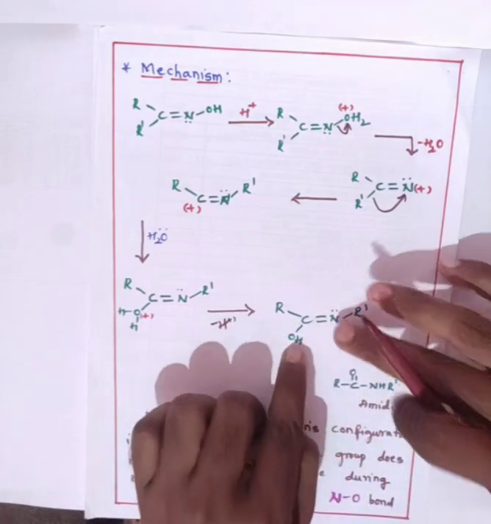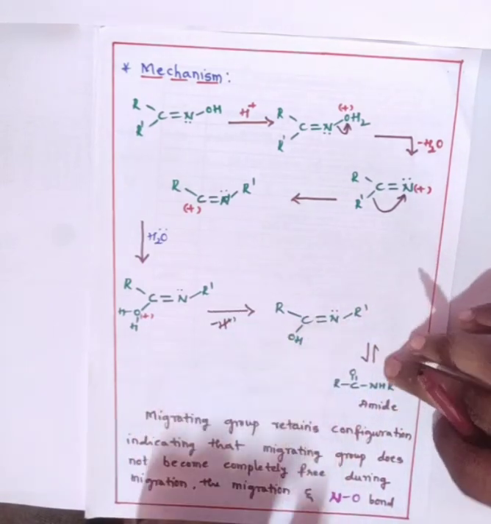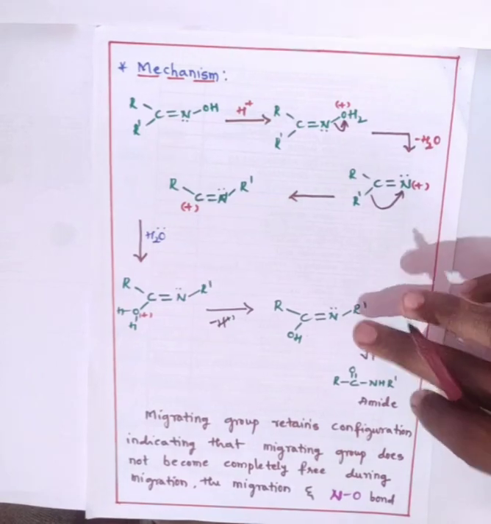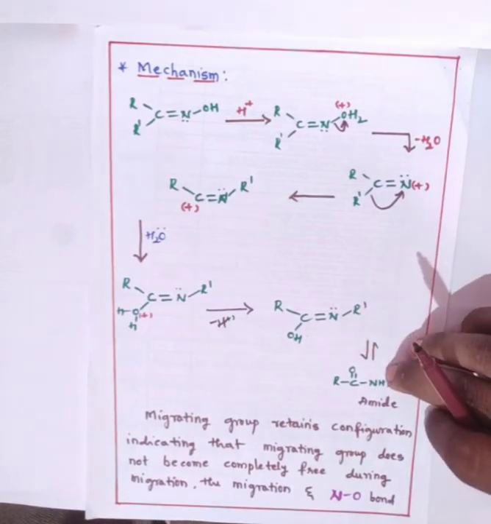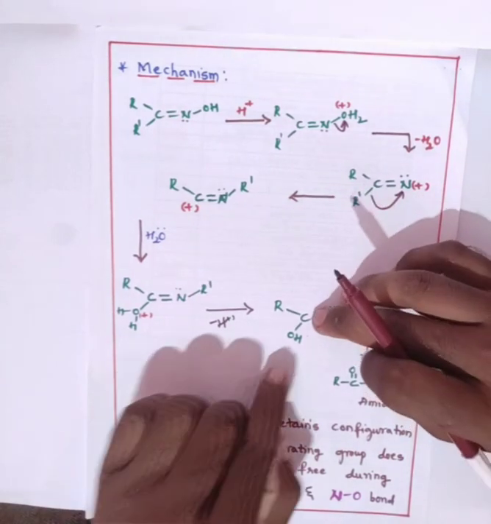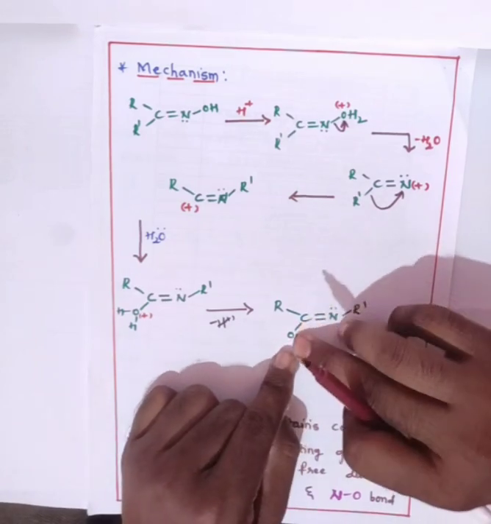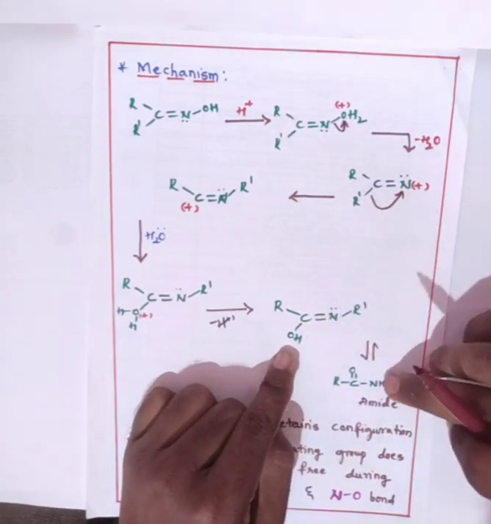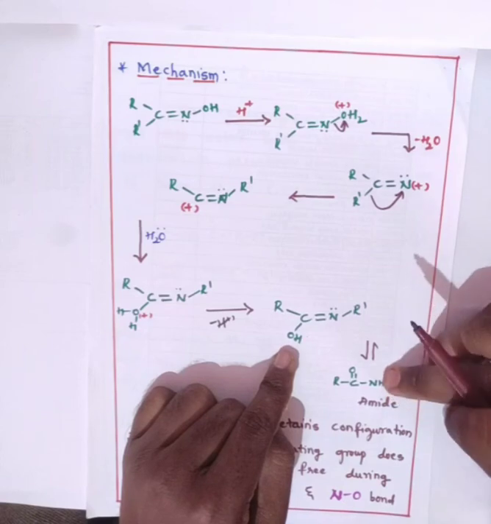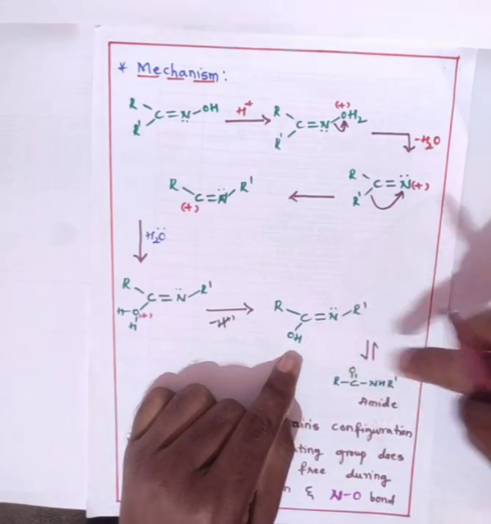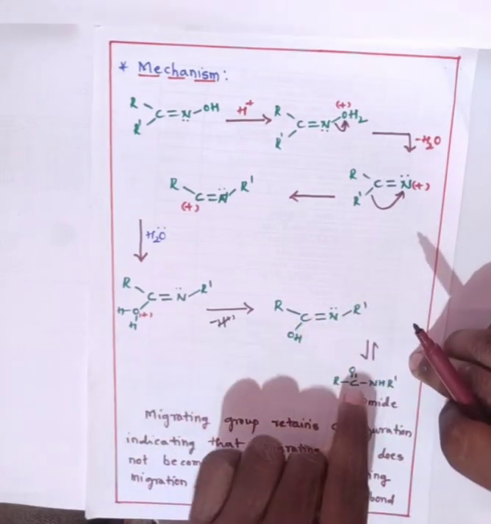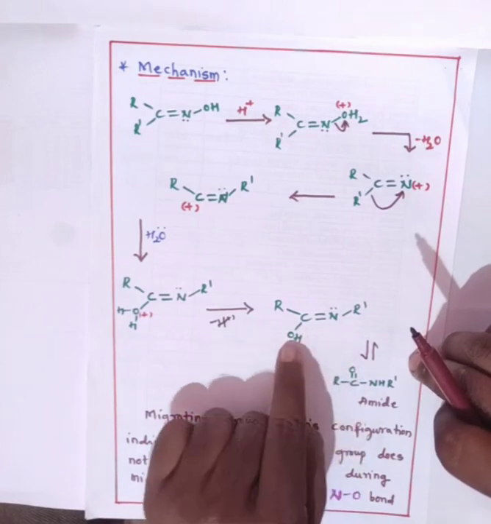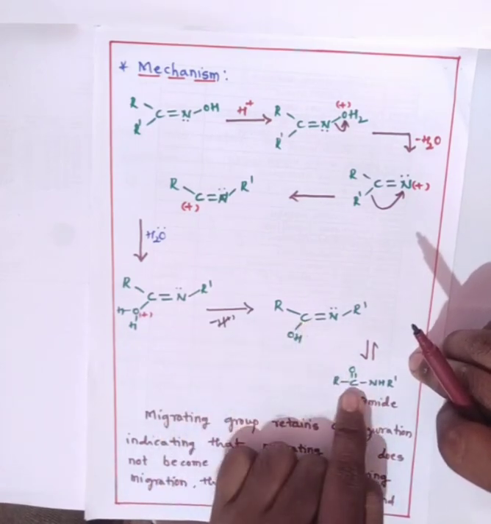From this step to this step, these two are in equilibrium. That is the conversion of the hydroxyl product into the carbonyl product by enol-keto tautomerism. So here it involves tautomerism, the enol-keto tautomerism.